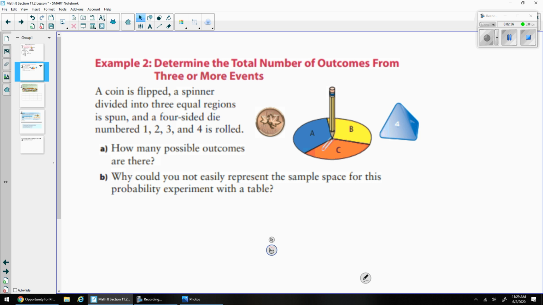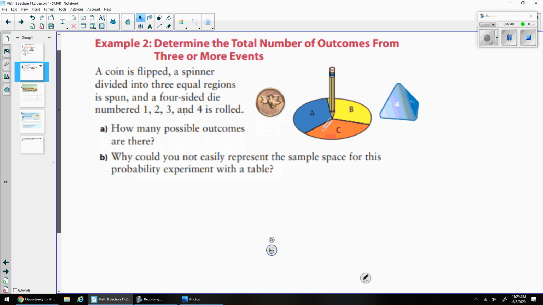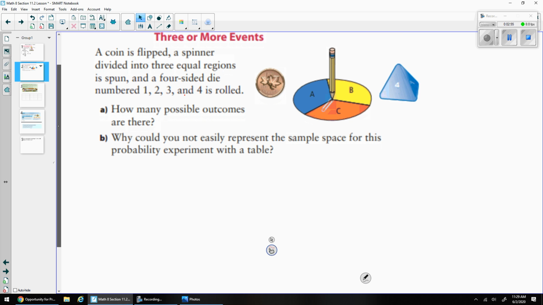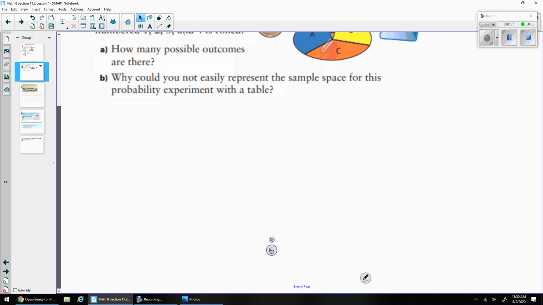Okay, so what if there's 3 or more events? So a coin is flipped, a spinner divided into 3 equal regions is spun, and a 4-sided die numbered 1, 2, 3, 4 is rolled. So how many possible outcomes are there? Again, we could use our tree diagram. We get heads or tails, and then from each of those you could get A, B, or C on the spinner.